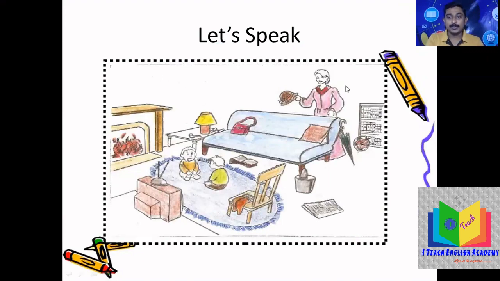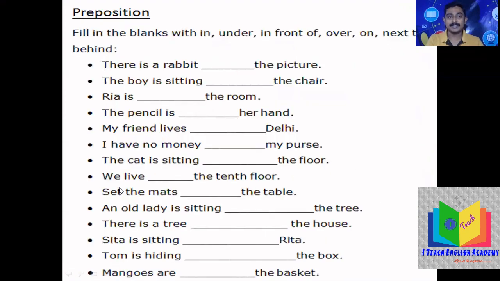Here you have a picture. I request you all to look at the picture and speak and identify the preposition. You can see an example. The ball is on the floor. The ball is on the floor. In this manner, I request you all to speak or identify sentences available in the picture using prepositions. Now let's have an exercise. Fill in the blanks with in, under, in front of, over, on, next to, and behind.